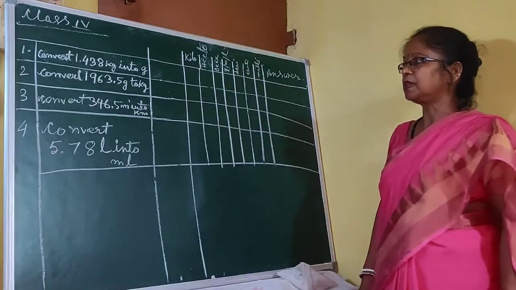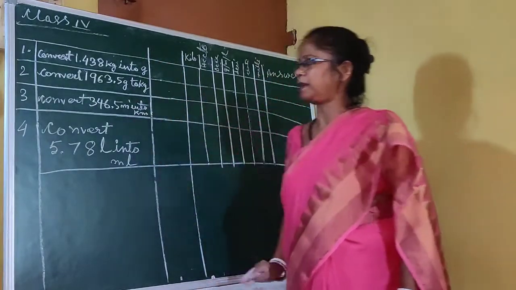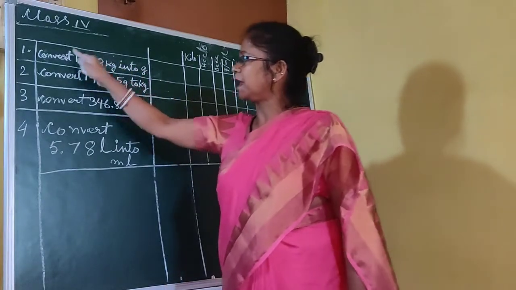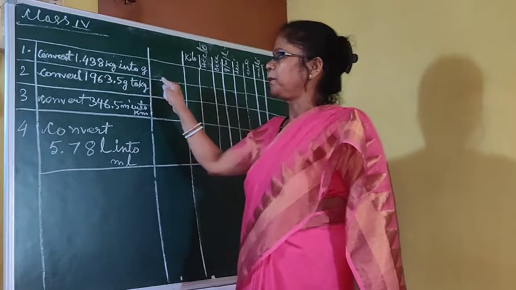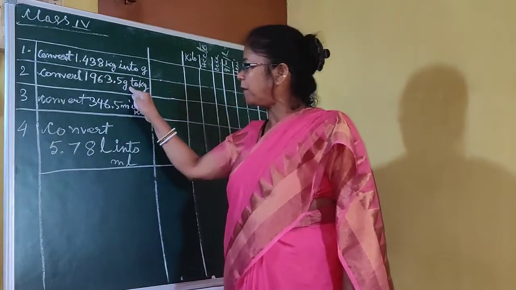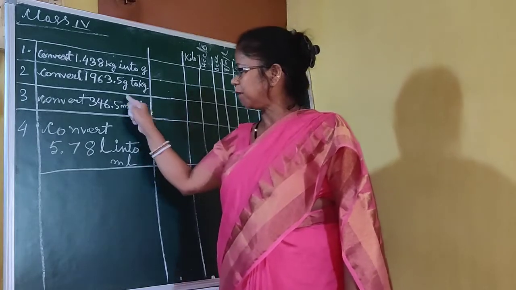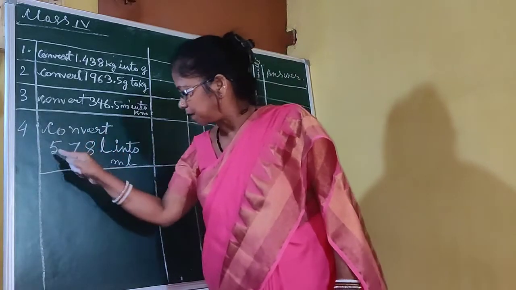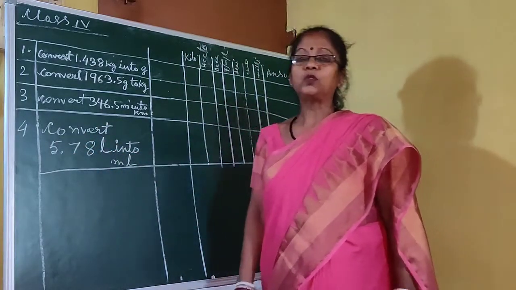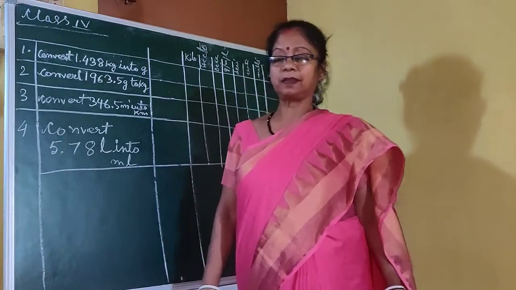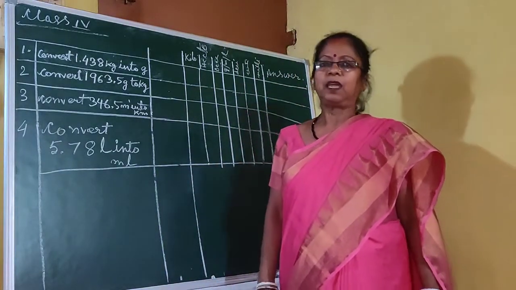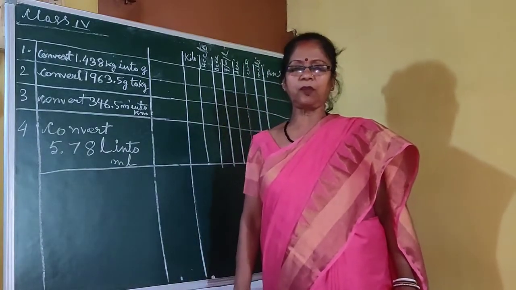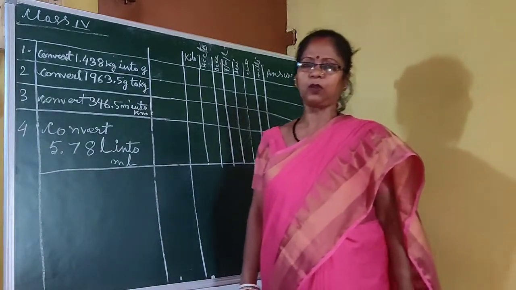So you see here different types of conversion. This decimal number is kg into gram. This decimal number is gram into kg. This decimal number is meter into kilometer. This decimal number is liter into milliliter. First you have to think whether it is greater to smaller or smaller to greater. If it is greater to smaller, you have to multiply. If it is smaller to greater, you have to divide. This is the first thing to understand.